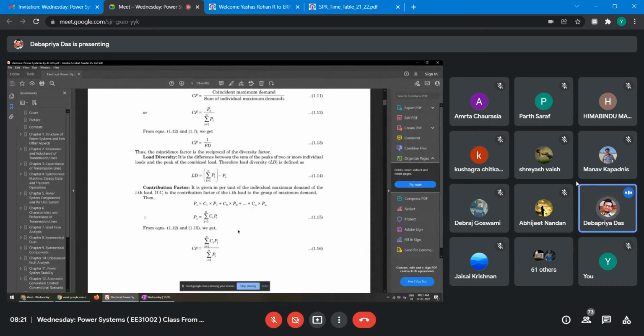But when we are trying to find the coincident maximum demand at a particular hour, you see how much is contributed by this P1, by the size of the industrial consumer. How much percentage is this of the individual maximum demand, P1, P2 up to Pn? But it is not happening at all times, right? That's why this C1, C2, that percentage term has come. That's why the coincident maximum demand PC is equal to the sum from i equal to 1 to n of Ci Pi.